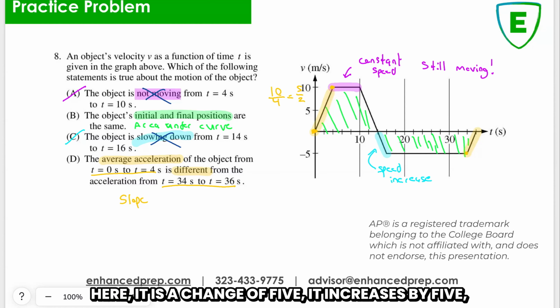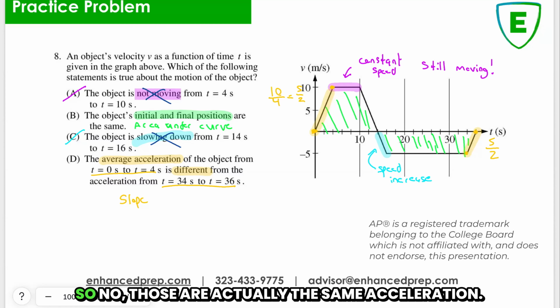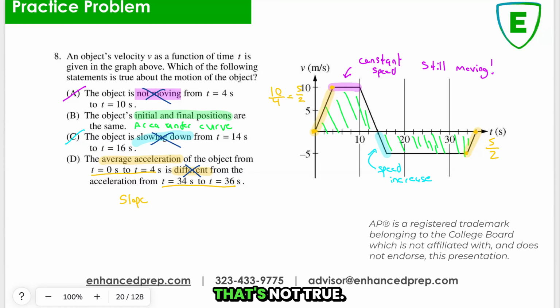Here, it is a change of 5. It increases by 5, and that's over 2 seconds. Oh, so no, those are actually the same acceleration. That's not true. Can eliminate that one. So B is my answer here. I didn't need to check that.